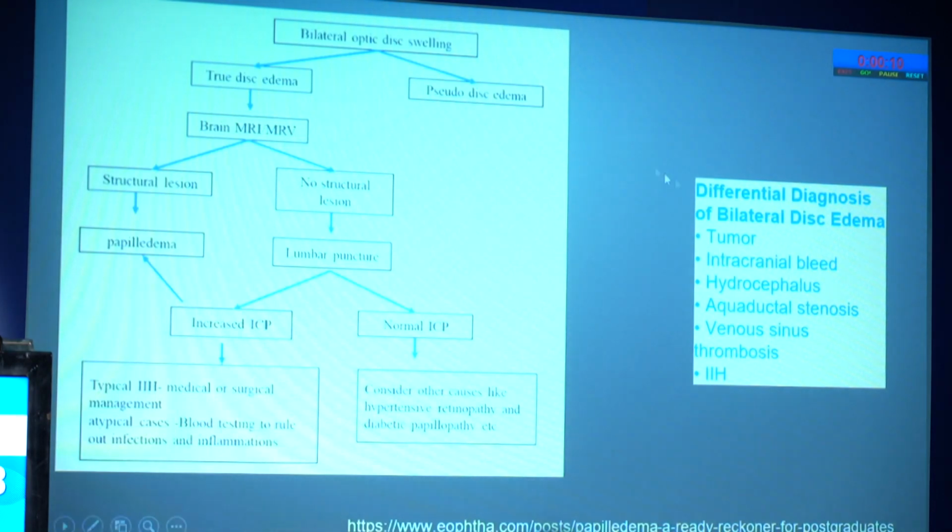So for a bilateral optic disc edema, first you rule out whether it is true or not. Again, I'm repeating, do an autofluorescence or an OCT or an ultrasound, followed by, if there is a true disc edema, a brain MRI with venogram, and then follow it up.